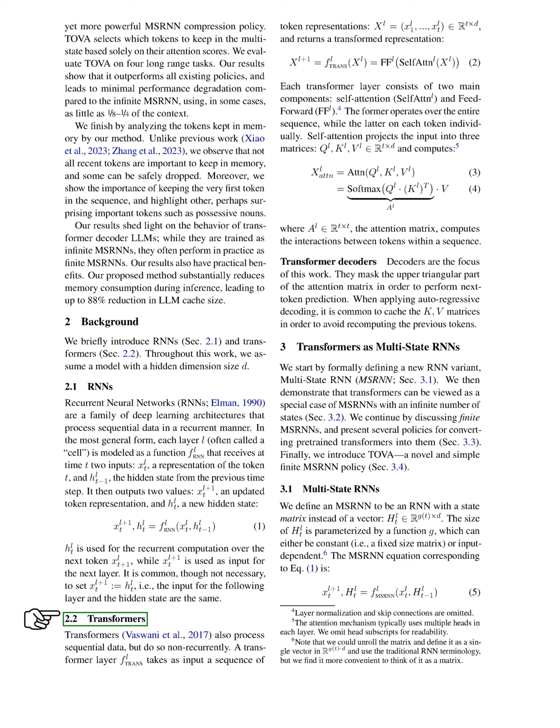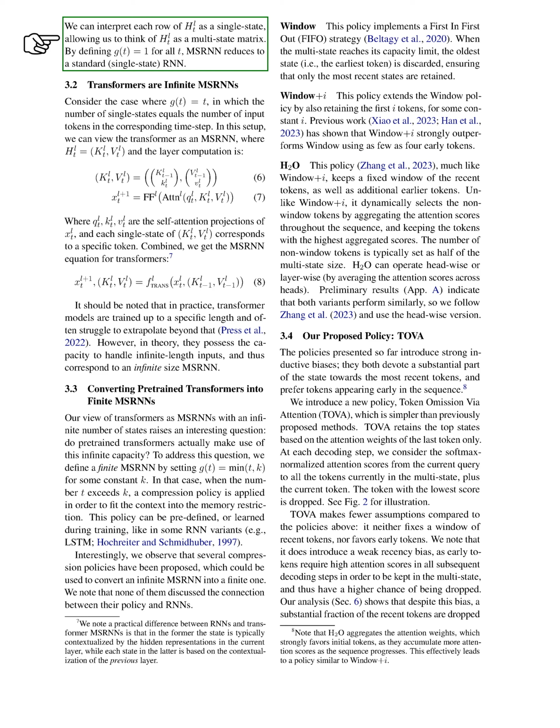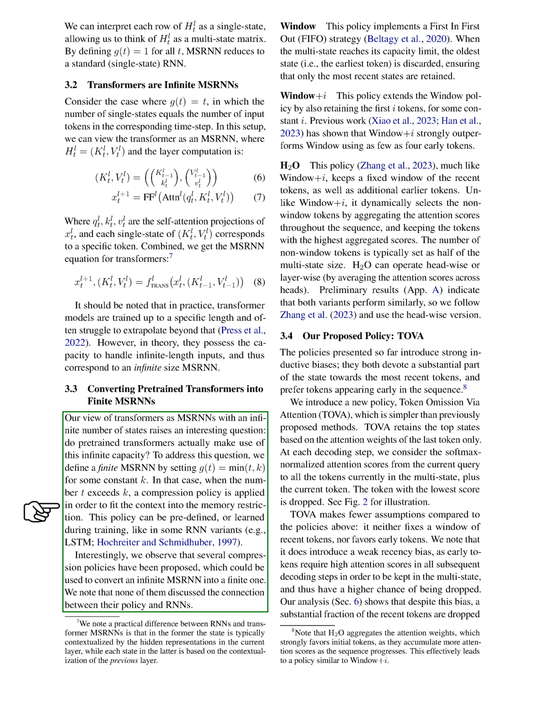This leads us to an interesting question. Do pre-trained transformers actually use this infinite capacity? To answer this, we define a finite MSRNN by setting the function to return the minimum of the time step and a constant. When the time step exceeds this constant, we apply a compression policy to fit the context into the memory restriction. This policy can be predefined or learned during training, similar to some RNN variants.